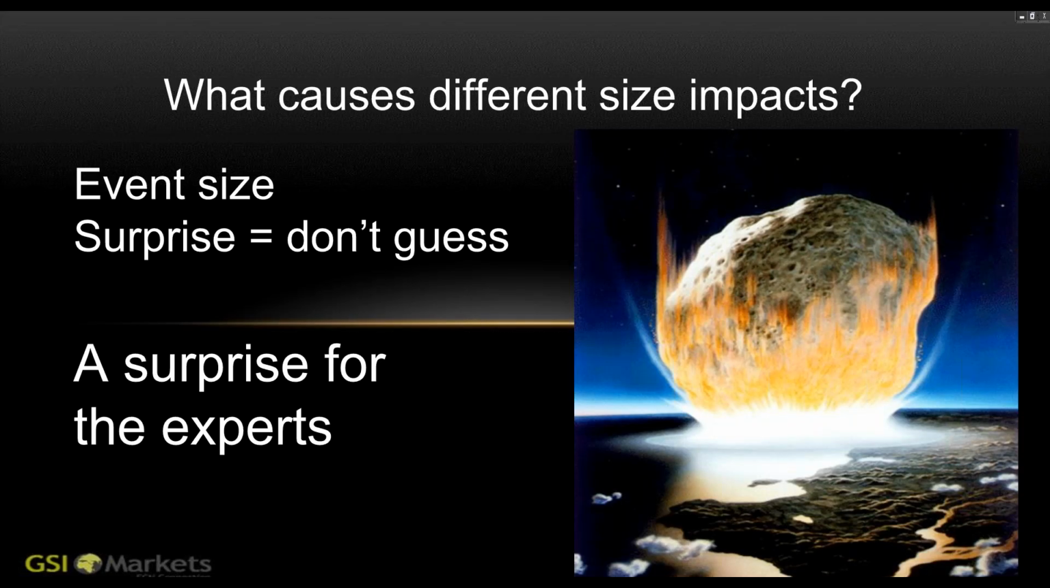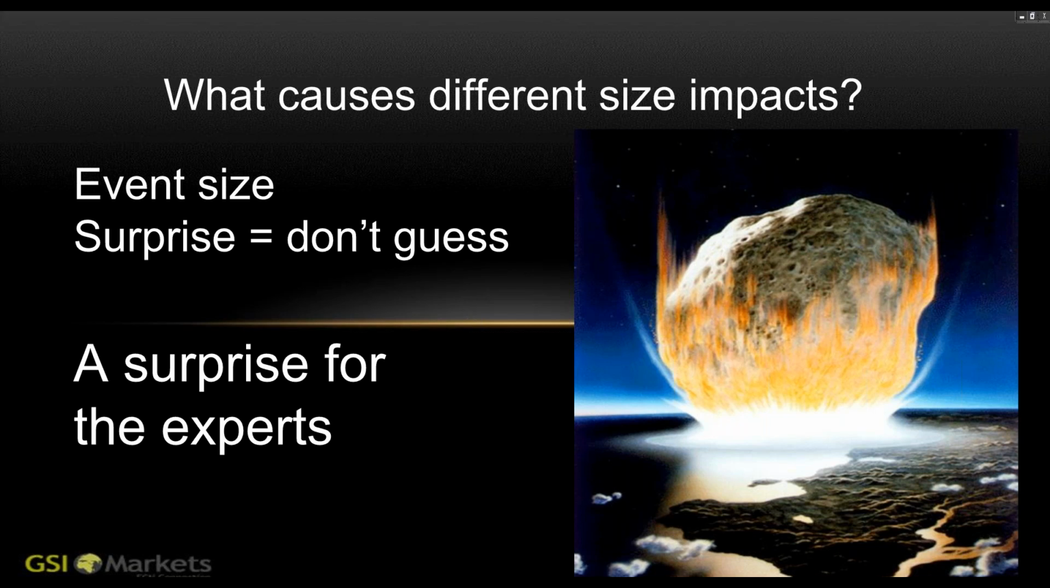Now, first of all, what causes different size impacts? Some people ask me, how do I know if something's going to go on for 5 minutes or for 1 hour? Well, generally, the size of the impact will determine the length of the impact, not only the initial movement, but the amount of time that it does that. It may even change the direction completely of a currency pair or of a stock, okay?